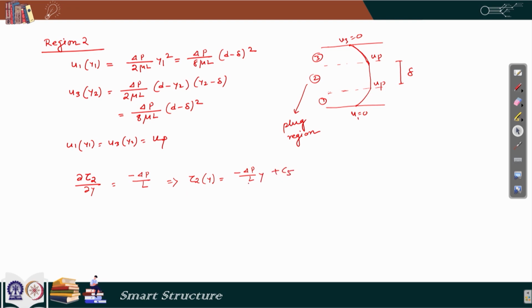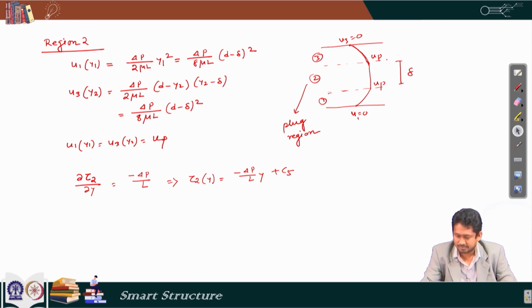Now, we have to evaluate C5 first. So, for that again we apply the boundary conditions. If we evaluate this τ2 at y equal to y1, it should be equal to the yield stress, because immediately below this y equal to y1 the stress is more than the yield stress. So, at here the stress is equal to the yield stress, and here the stress is equal to the negative of the yield stress, because here we can see that the velocity gradient is positive, here the velocity gradient is negative.